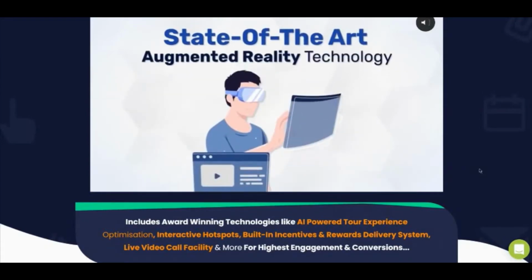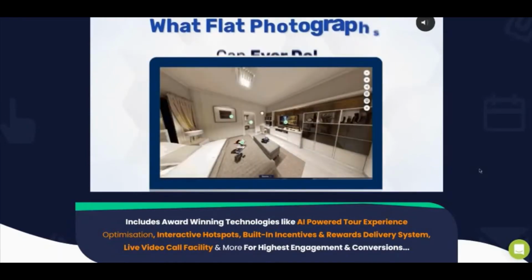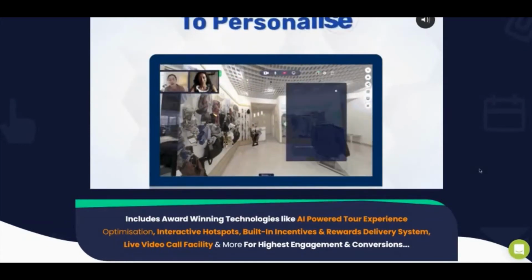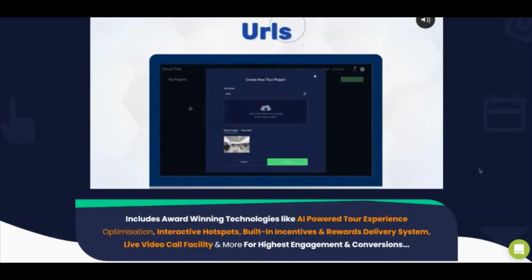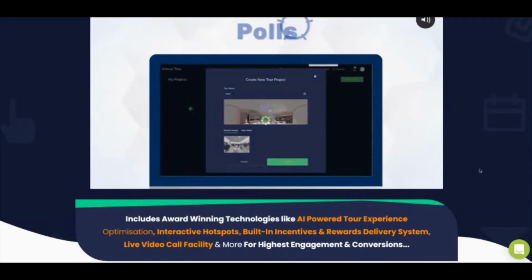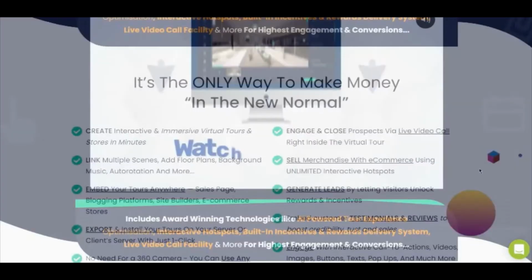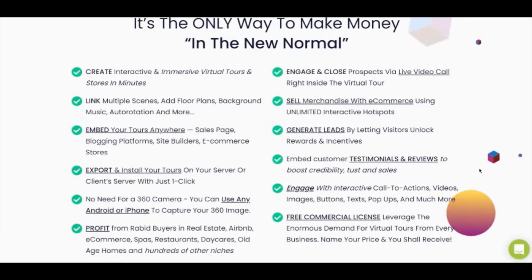Give your customers the chance to shop just the way they would at physical stores. The state-of-the-art augmented reality technology helps you sell more than photographs can ever do. Use the live chat features to personalize your customers' shopping experience. Add videos, URLs, phone, maps, posts, surveys, text messages, and so on. These are the features I have been discussing over here, and some key features are mentioned here.